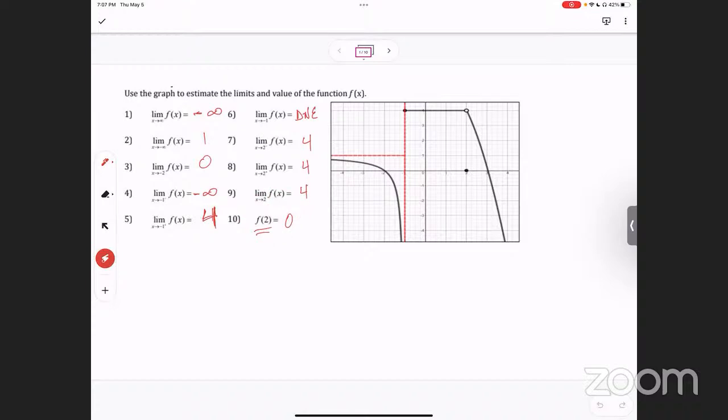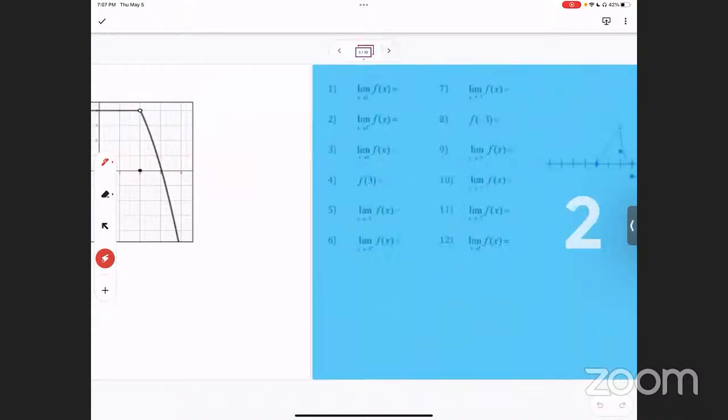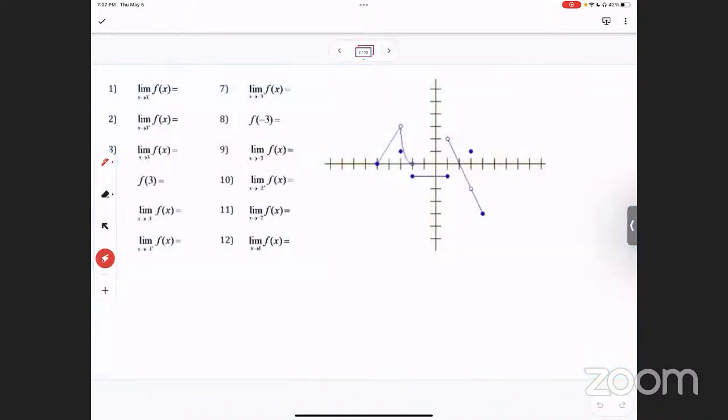Gotcha. The fact that this and this aren't the same just means that it's discontinuous at that point. The function is not continuous, and when you get into calculus, that has a few more implications for you.